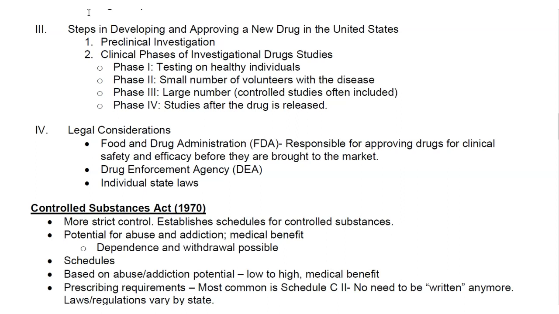Now, the Drug Enforcement Agency, or DEA, is more concentrated on controlled substances, basically the substances that tend to be abused or overused. They monitor the prescription, the use, and the dispensing of controlled substances. Now, let's not forget about individual state law. Depending on where you decide to practice, you may have different regulations that you have to follow. In our specific case, we have to follow California state laws.